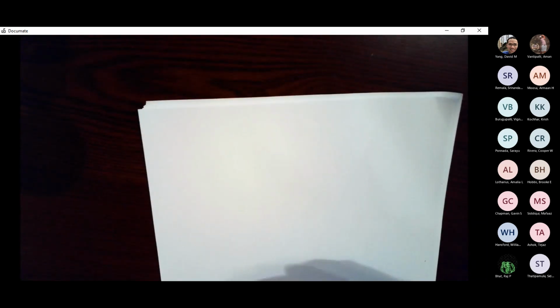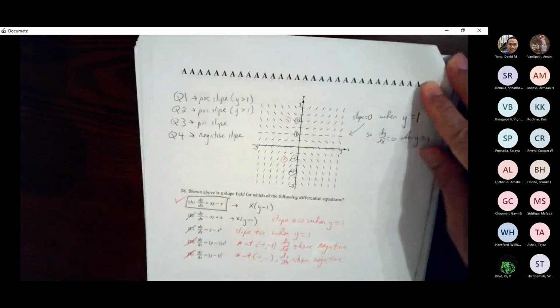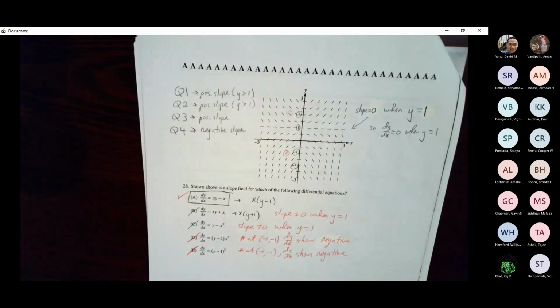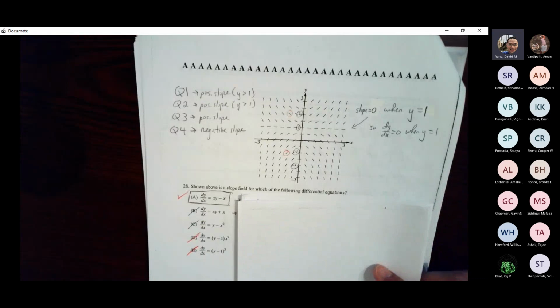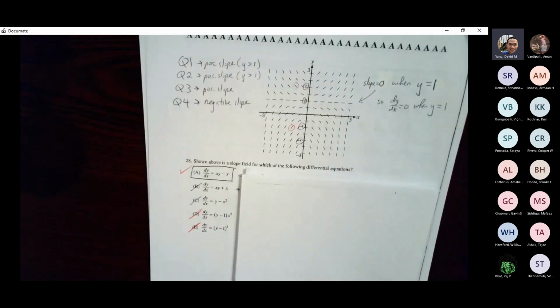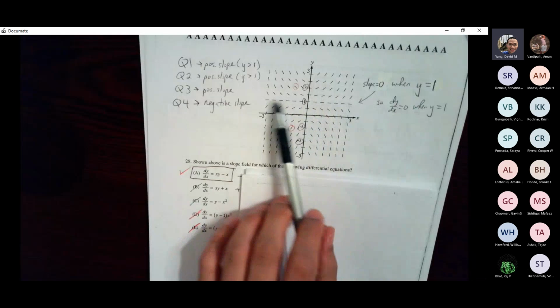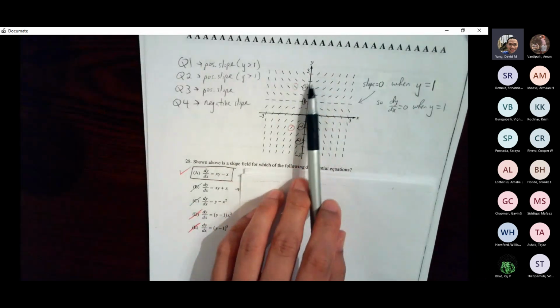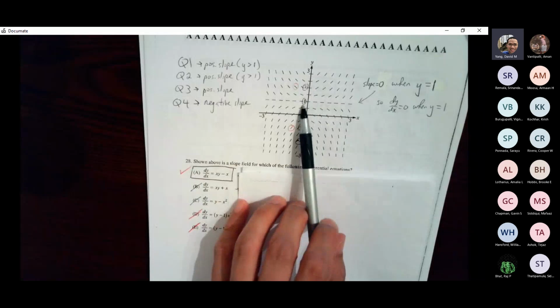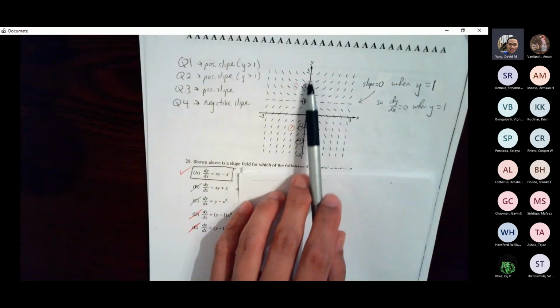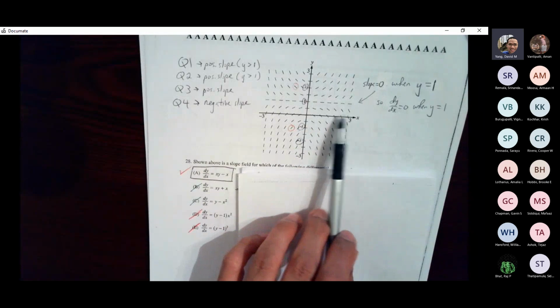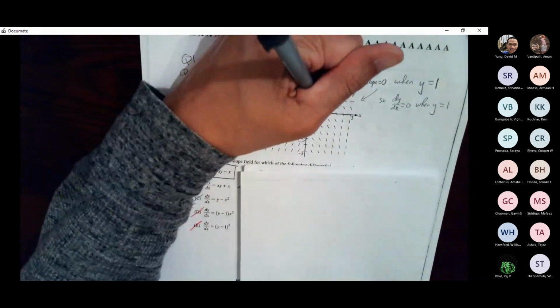28. Shown above is a slope field for which of the following differential equations? So I'd like to gather some information about my slope field here. First is that the whole numbers are split up with every other tick mark. So 1, 2, 3, 1, 2, 3. So it's a little bit spread out here with these whole numbers.